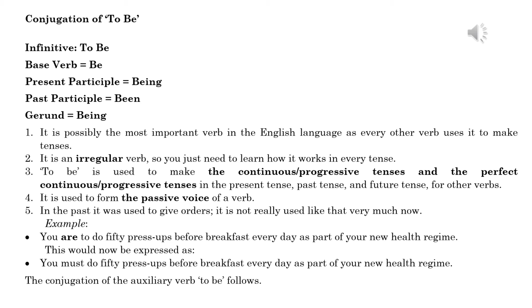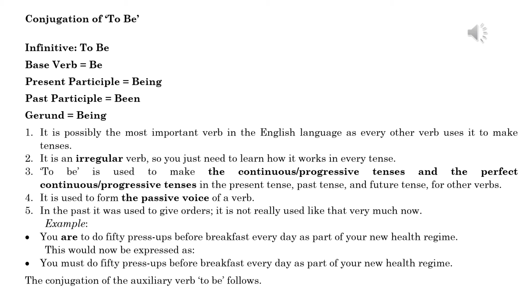1. It is possibly the most important verb in the English language, as every other verb uses it to make tenses. 2. It is an irregular verb, so you just need to learn how it works in every tense. 3. To be is used to make the continuous or progressive tenses and the perfect continuous or progressive tenses in the present tense, past tense, and future tense for other verbs.